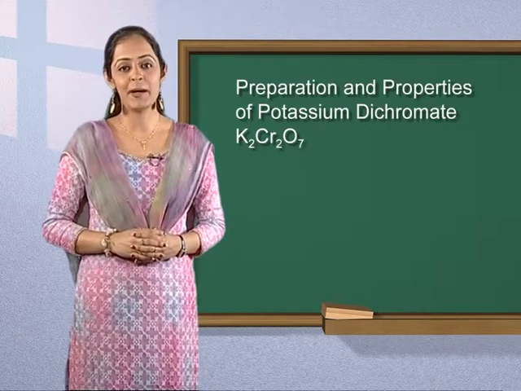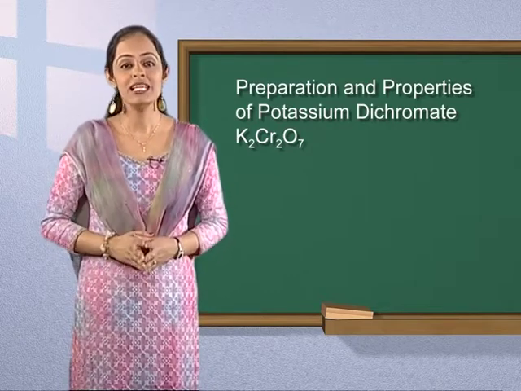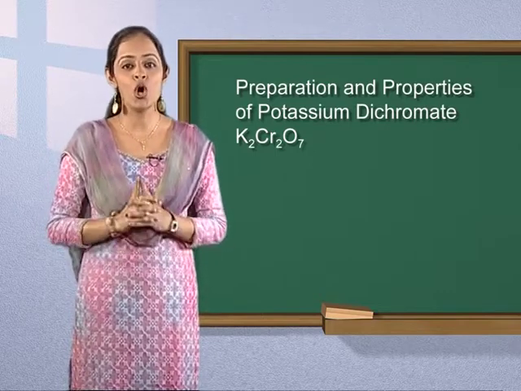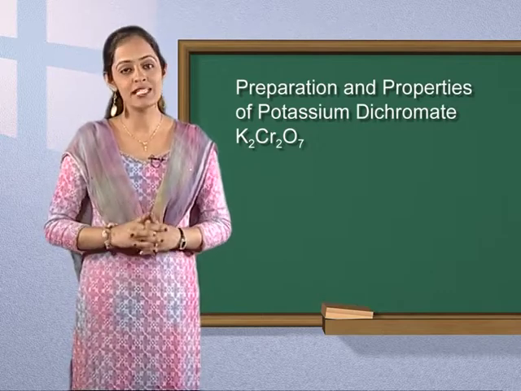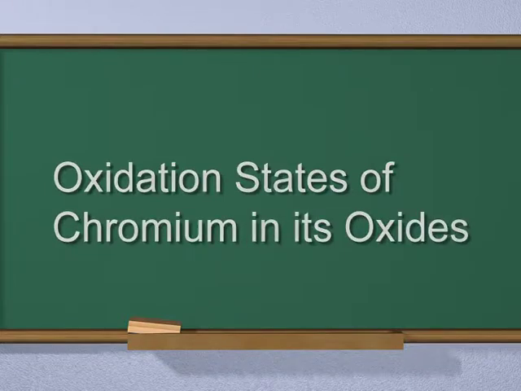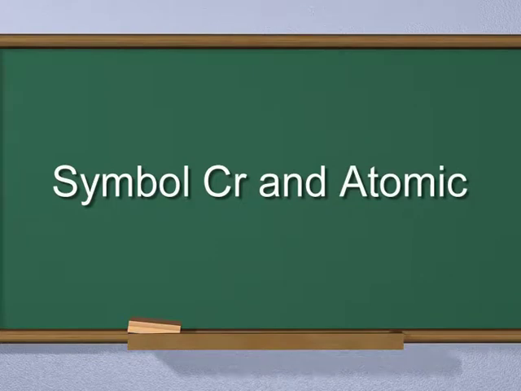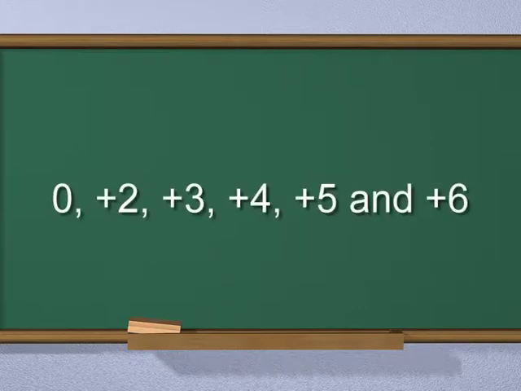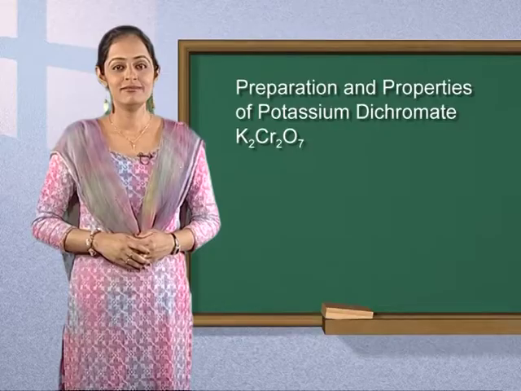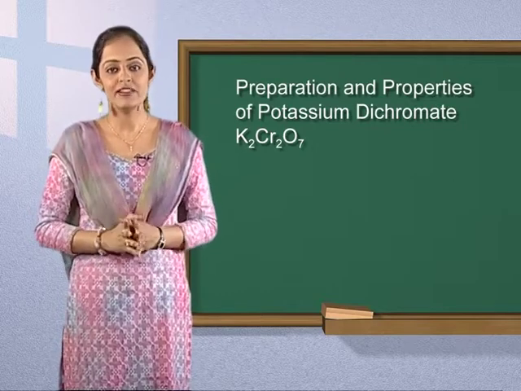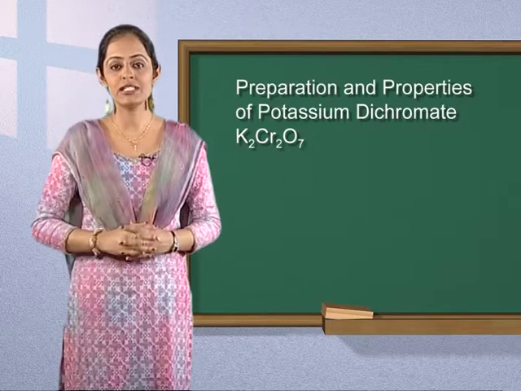Students, before going to study the preparation and properties of potassium dichromate, we will focus on oxidation states of chromium in its oxides. Chromium, having symbol Cr and atomic number 24, occurs in the oxidation states 0, +2, +3, +4, +5 and +6. In elementary state, chromium has 0 oxidation state and divalent chromium ion has +2 oxidation state.